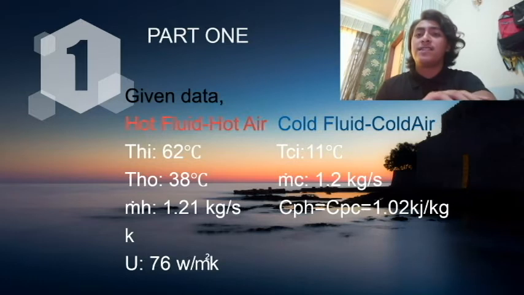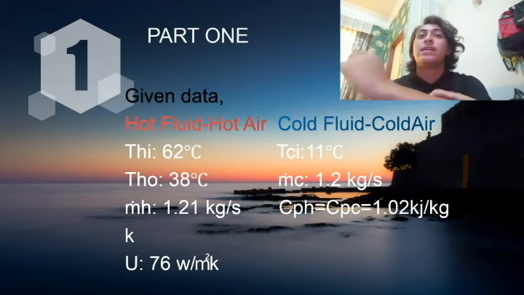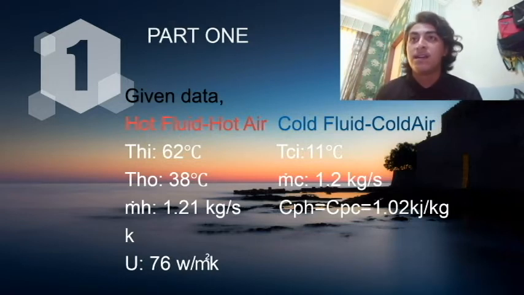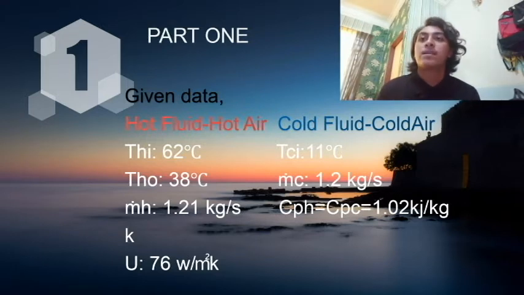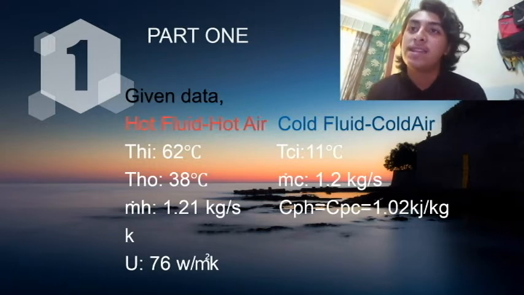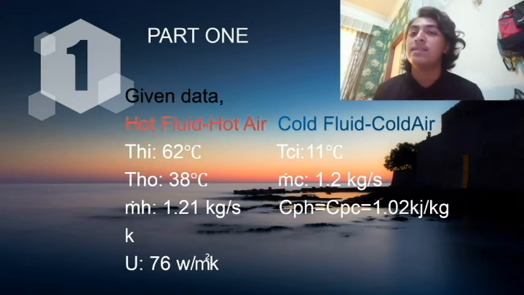For this slide, the data is given from the question. For hot air, THI is 62 Celsius degree and THO is 38 Celsius degree. The mass flow rate for hot is 1.21 kg per second, and U, the coefficient, is 76 W per m square K. At the right side is cool air: TCI is 11 Celsius, m dot cool is 1.2 kg per second, and CPH equals CPC, equal to 1.2 kJ per kg K.